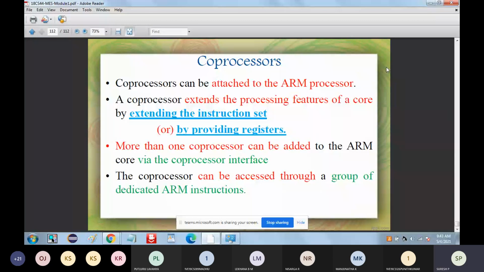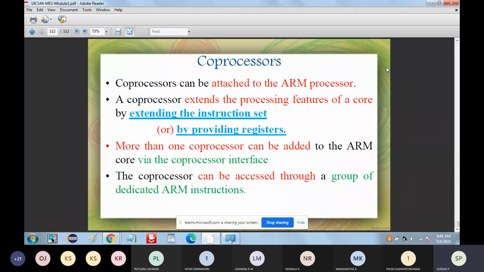So what is that? I have another processor, it will be having some set of instructions. My ARM is having some set of instructions. So when you attach the coprocessor, I'm extending the instruction set. What do you mean by extending the instruction set? Assume that your ARM is having 15 instructions, and assume that your coprocessor is having around 15 instructions. But whatever instructions are supported by your ARM processor will not be supported by your coprocessor. That's what I am at.